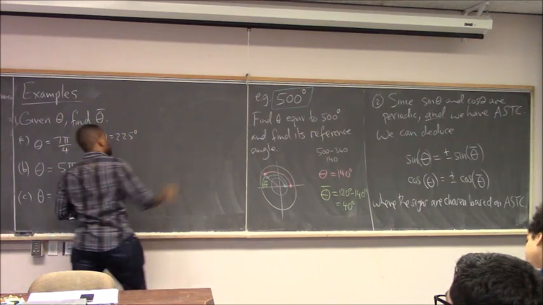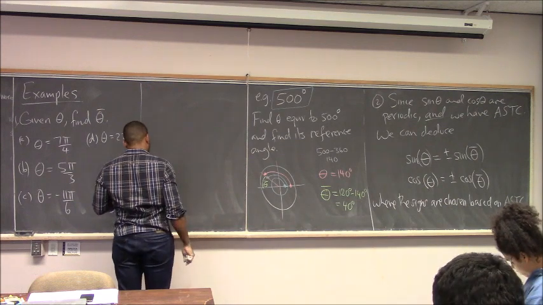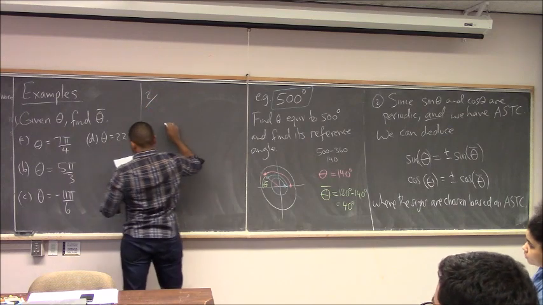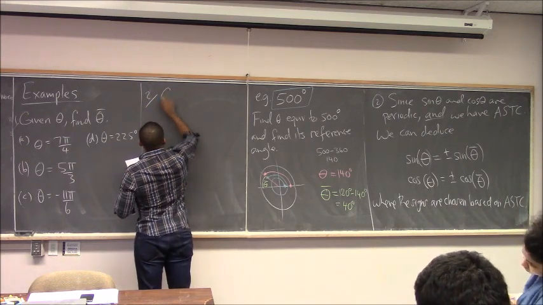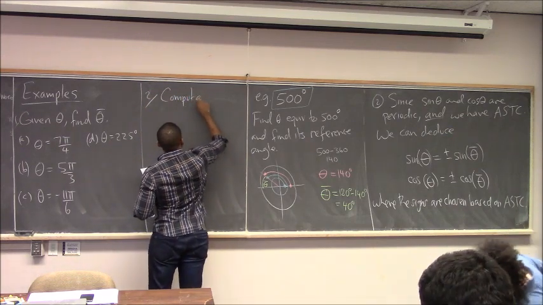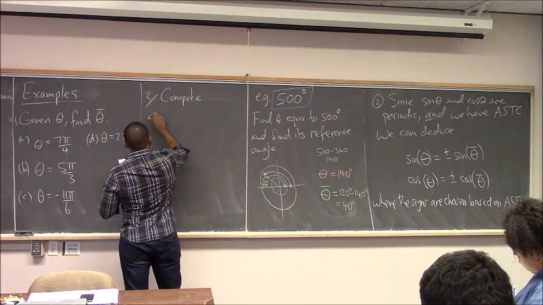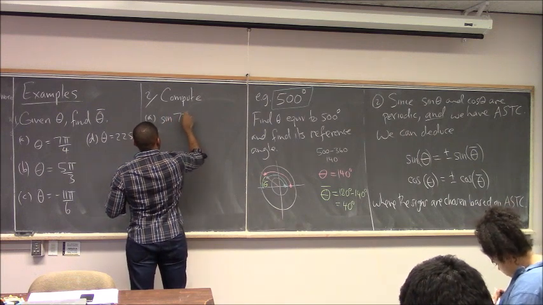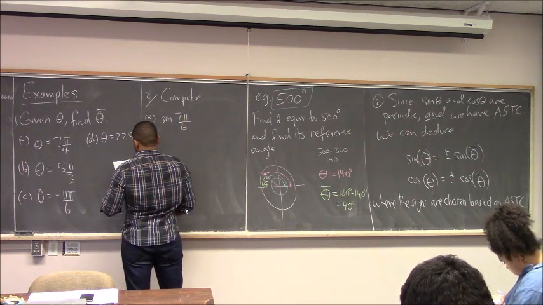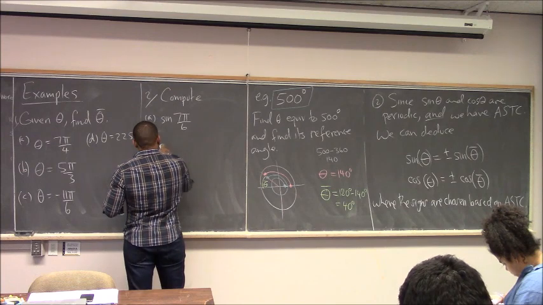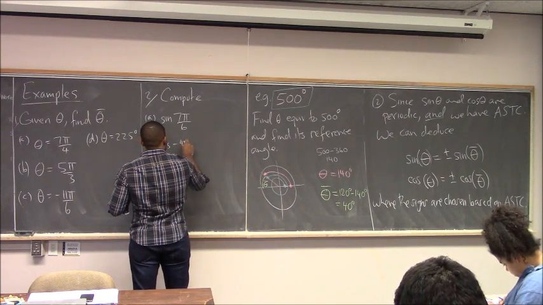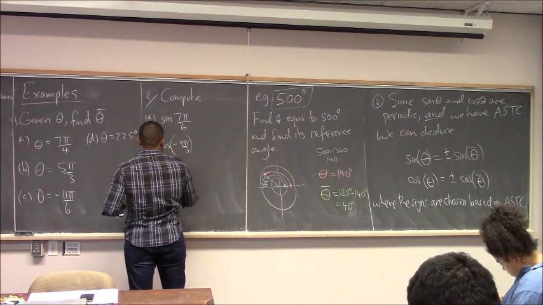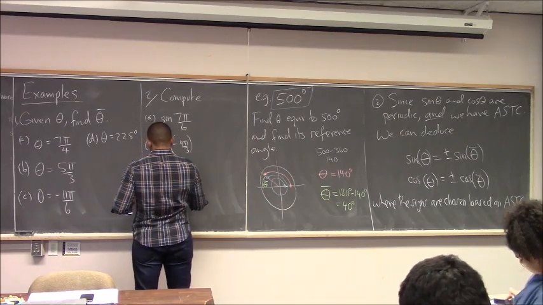Do one degrees example. Two. Compute A. Let's do sine of 7 pi over 6. B, cosine of minus 4 pi over 3. C, sine of 3 pi over 4.